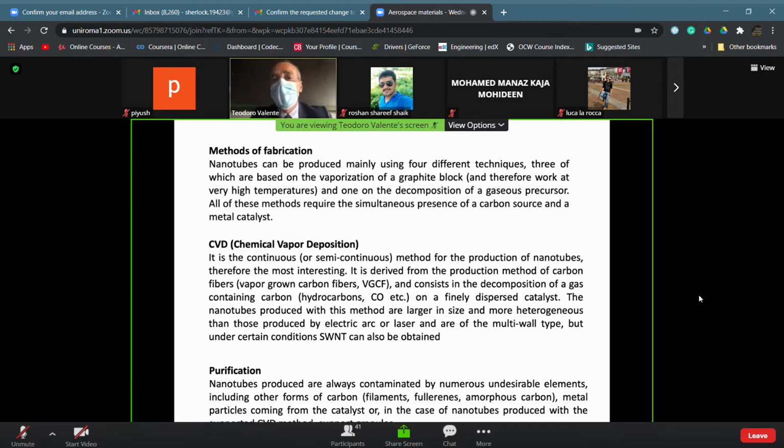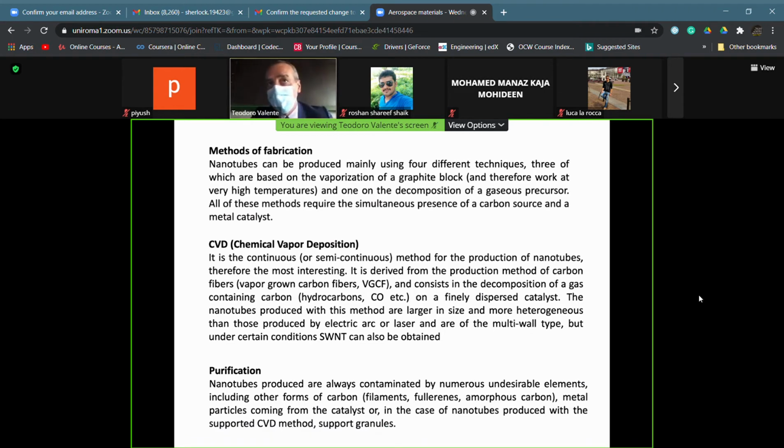So this is the area in which, for the four different techniques, of which I have just mentioned one, we are talking about decomposition of a gaseous precursor. What can happen is that this metal catalyst, which is necessary to catalyze the reaction, can be entrapped inside the carbon nanotubes, and so it represents something which is undesired.